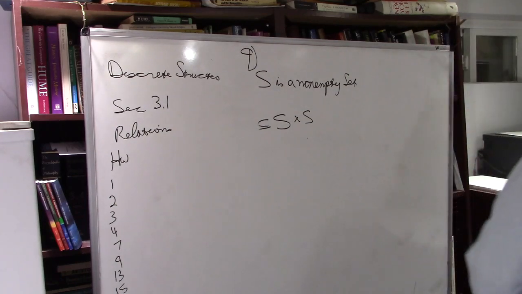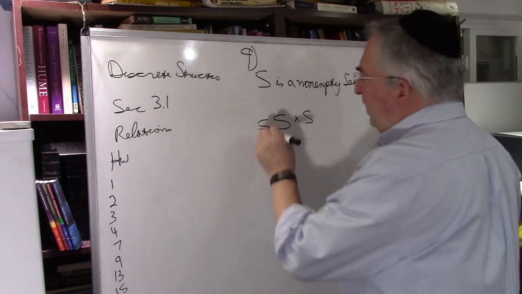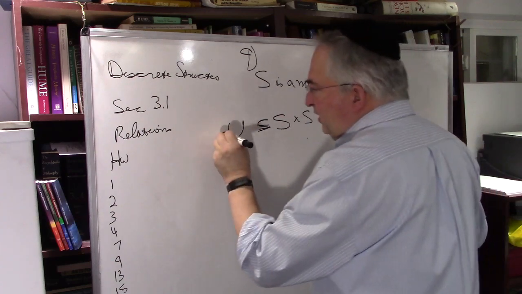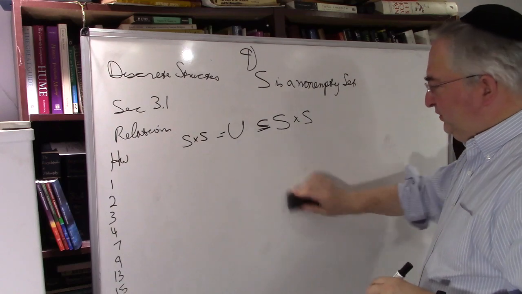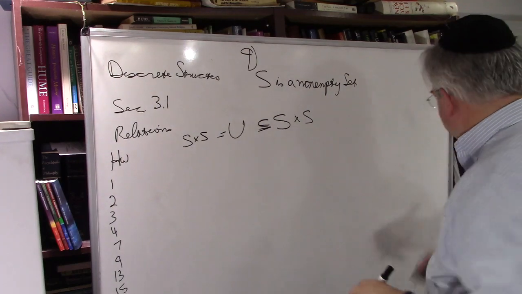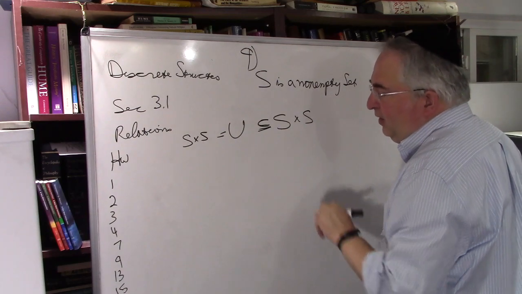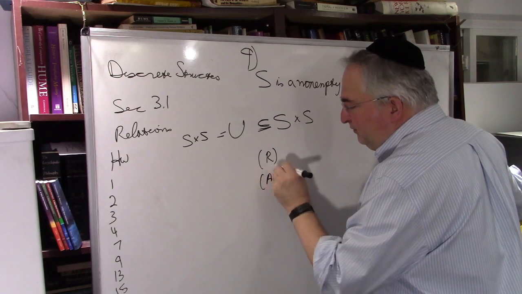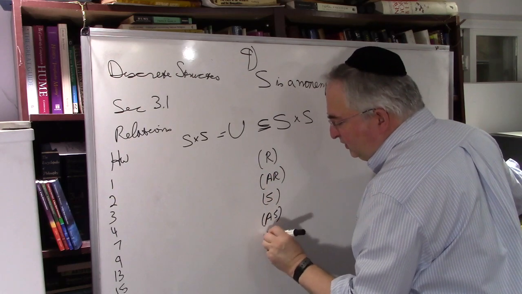Number 9, B. Look at the universal relation. Now we're going to talk about another relation, U, which is really S cross S. Everything is related to everything else. Every element in here is related to every other element in here. Question: is it reflexive, anti-reflexive, symmetric, anti-symmetric, transitive?